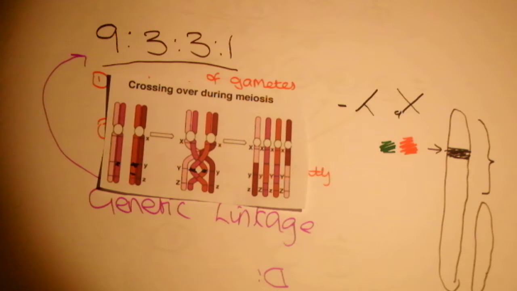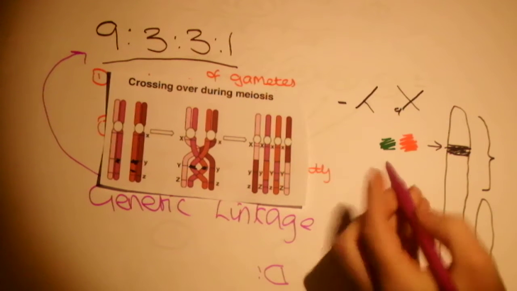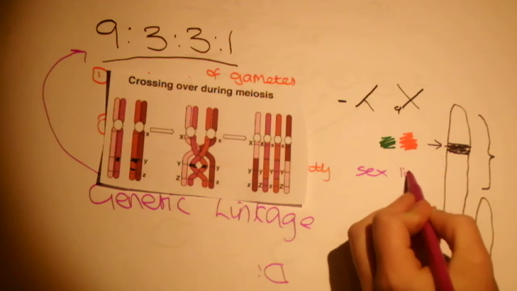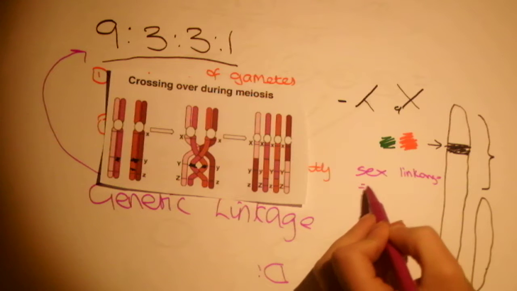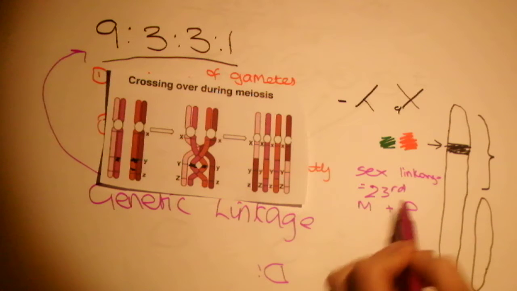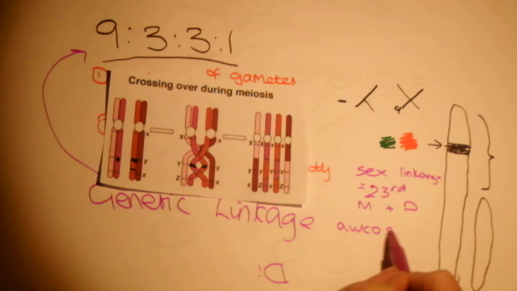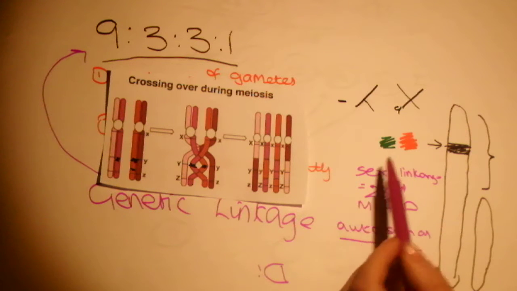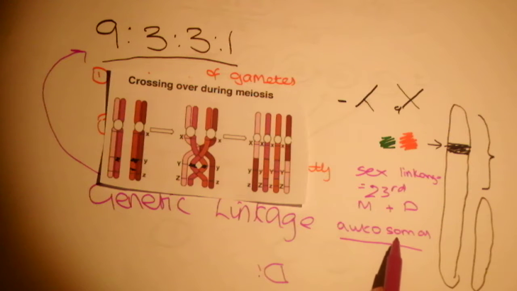Sex linkage is the 23rd pair, so this is the X and Y chromosome, from the maternal and paternal genes. Sex linkage is the one on the 23rd chromosomes, which is the mum and the dad, and then autosomal is all the others. So anything else that's not related to sex linkage is inherited by the mother or the father.